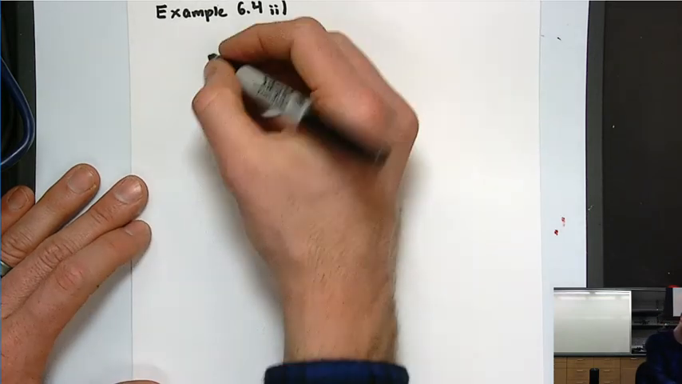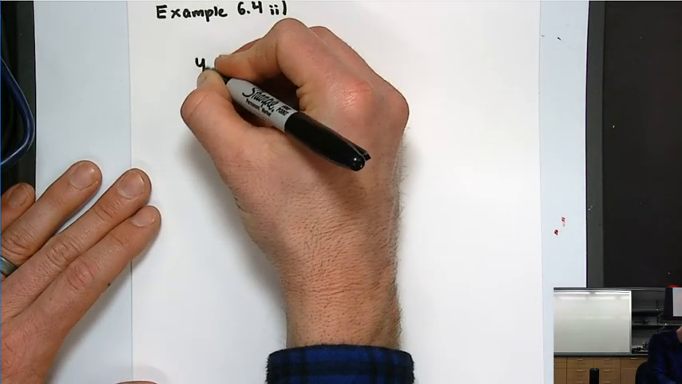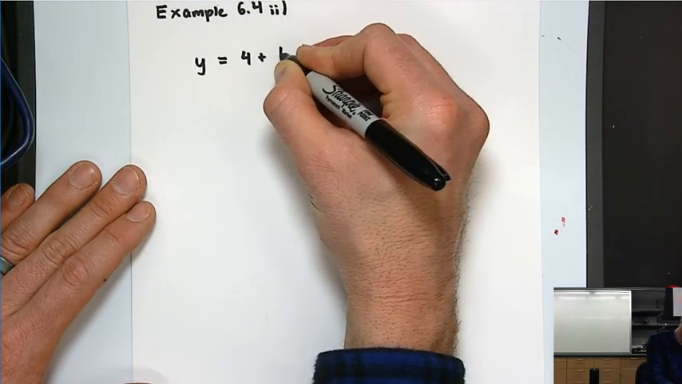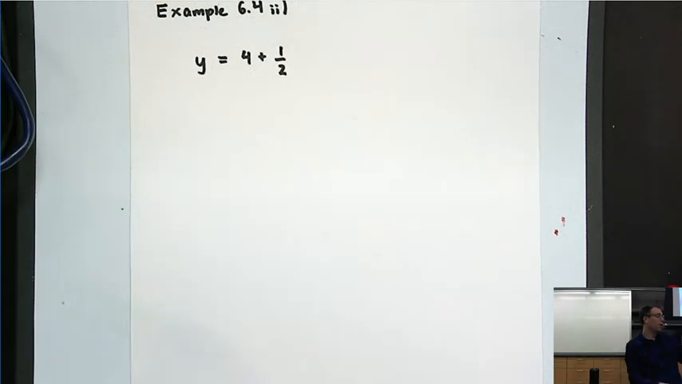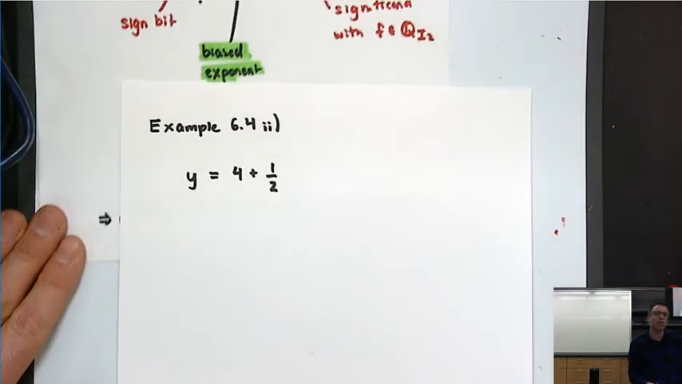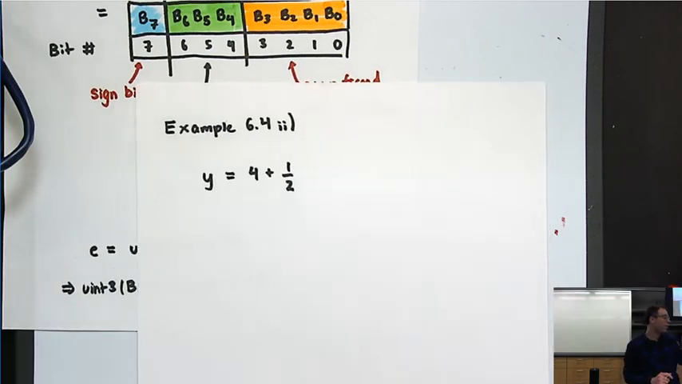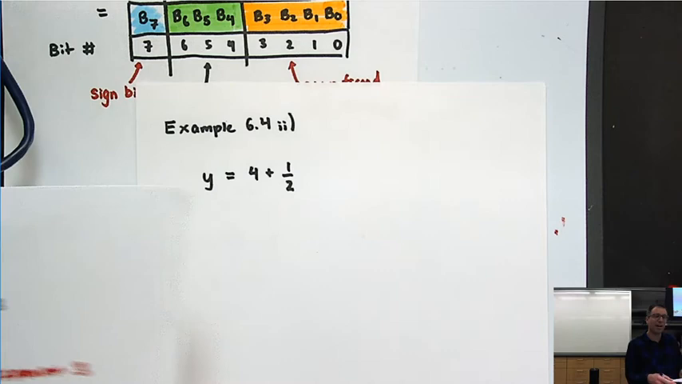What if we were to do y equal 4 plus 1/2? All right, so what I want you to do is on your own right now, I want you to see if you can convert this into the appropriate floating point number and then check your work in MATLAB.